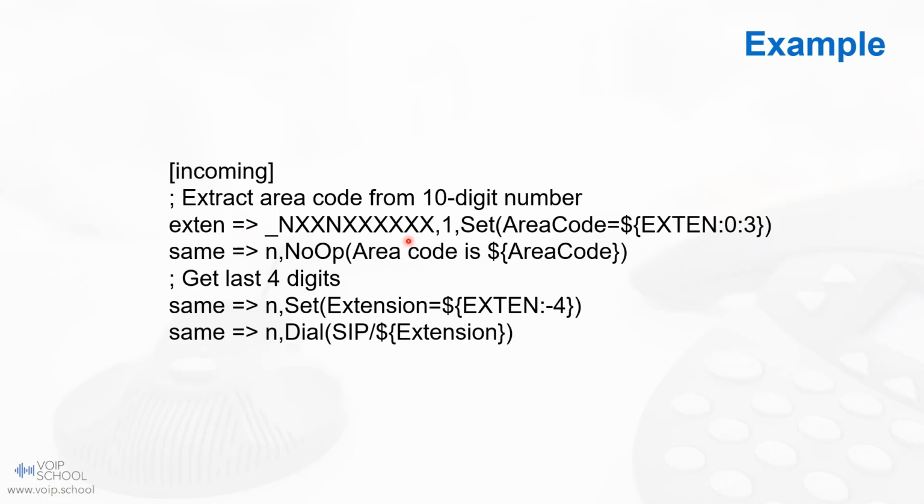To get the last 4 digits, we are going to set the extension equal to extension colon minus 4. This will get these 4 digits here. And then we are going to dial only the specific extension here. So it's a way to cut and slice the numbers to send the arriving call to the proper extension.